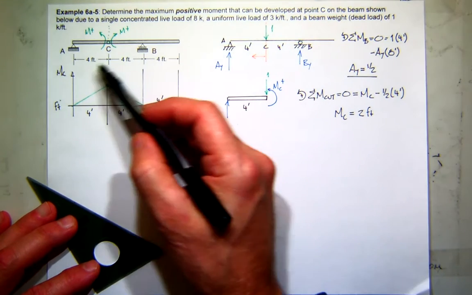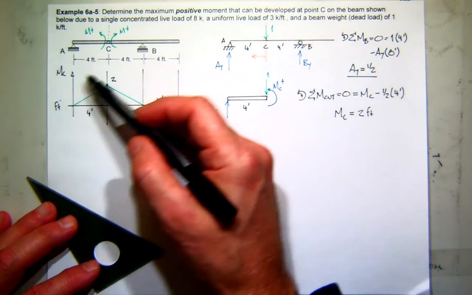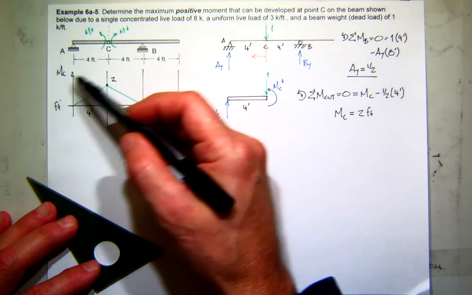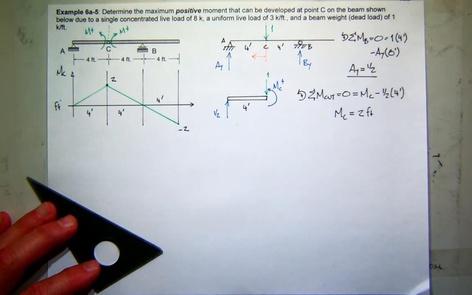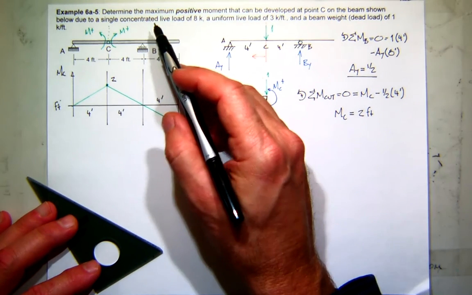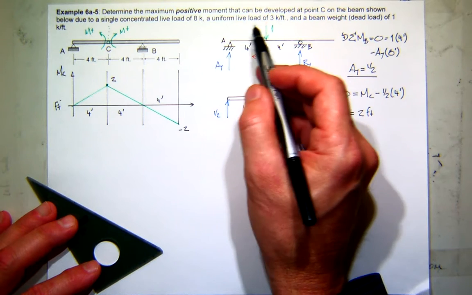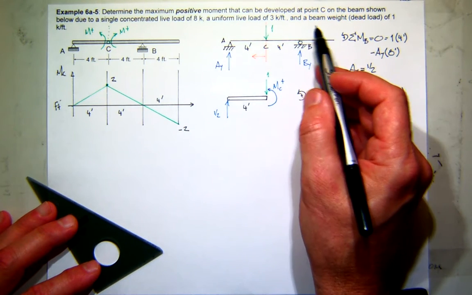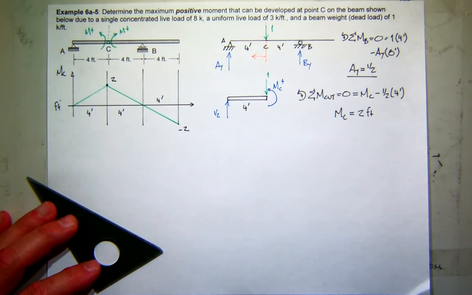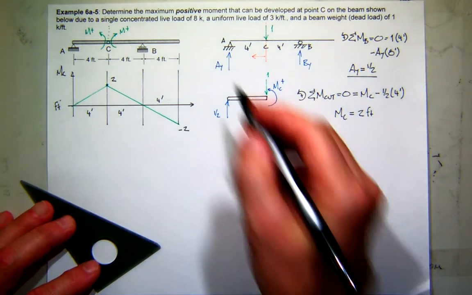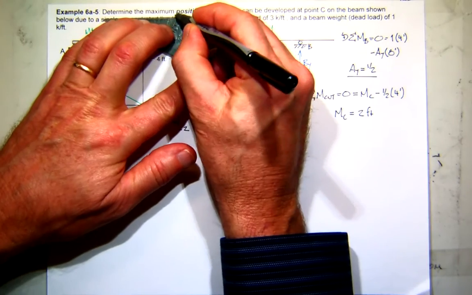So now I've got a fully enumerated influence line for the moment at C. Now I solved the problem. What is the problem? I have a unit load, live unit load, dead unit load, and a concentrated force. So let's start with the concentrated force. Oh, by the way, I want to find the positive moment, right?